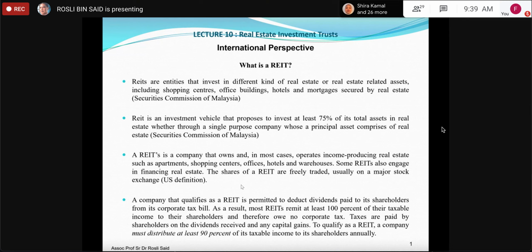Another thing is when we talk about REITs, you are very important in terms of property management. You will be a qualified property manager once you graduate. You get yourself registered with the board of valuers, so you will become a property manager. So the more REITs companies we have, the more jobs related to property management there will be, because it must be managed by registered property managers.